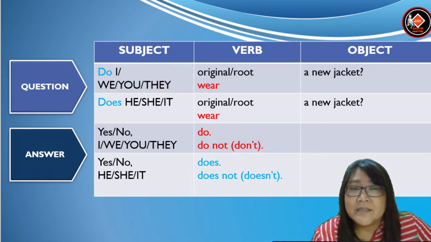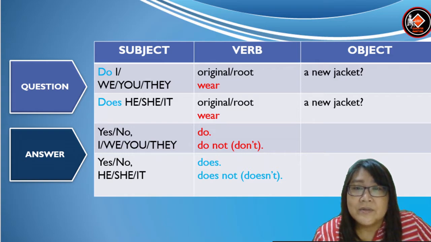Now the next type of sentence is the answer. So you can answer with a yes or no. So yes or no, I, we, you, they. You put the verb do. And negative will be do not or don't. Yes, I do. Yes, we do. Yes, you do. Yes, they do. Or no, I don't. No, we don't. No, you don't. Or no, they don't.